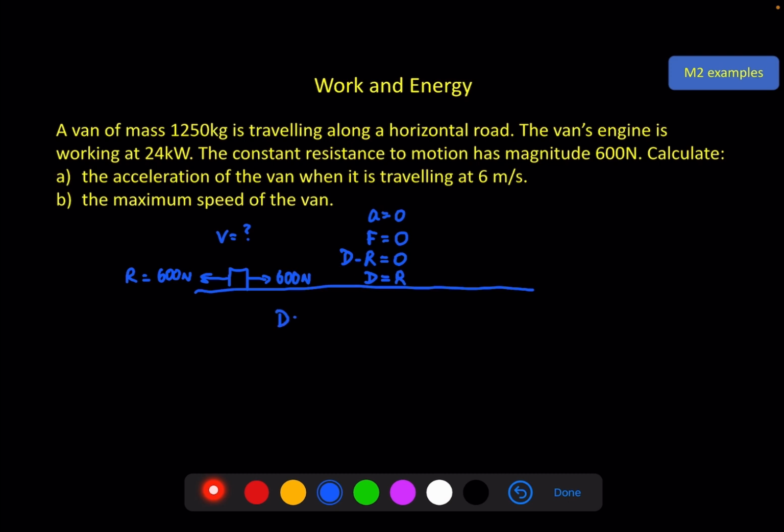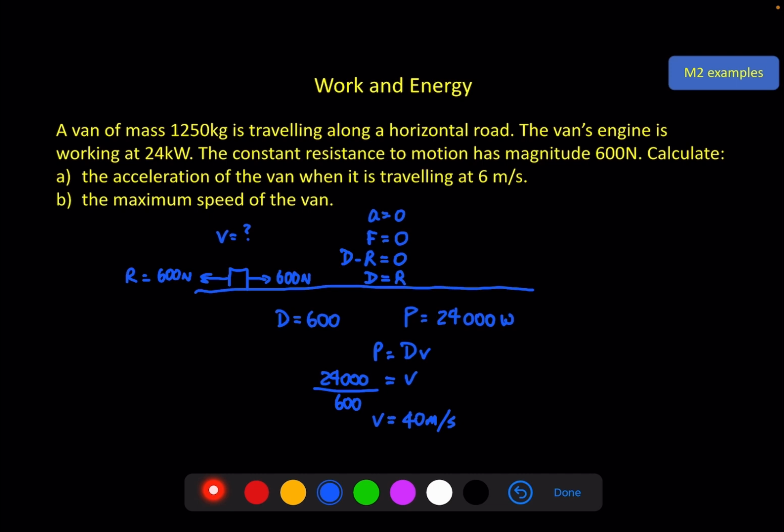If we know that the driving force is 600, we can put that into our power equation, where we still know that the power of the engine is 24,000 watts. That has not changed. So power is equal to force times velocity: 24,000 watts divided by 600 newtons gives us a maximum speed of 40 meters per second. And this is part B.